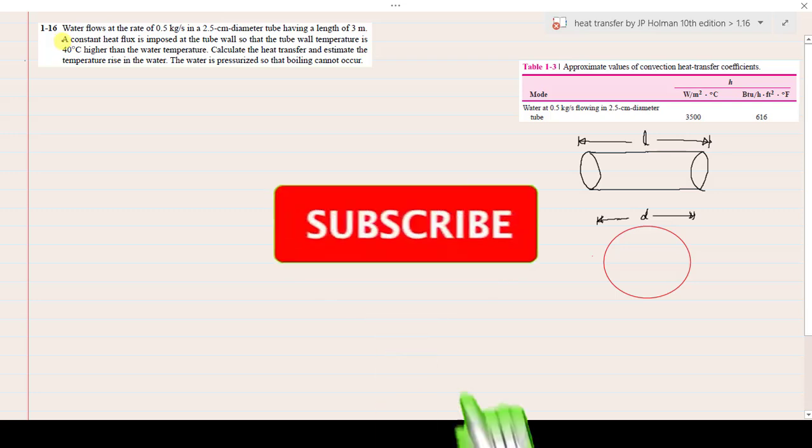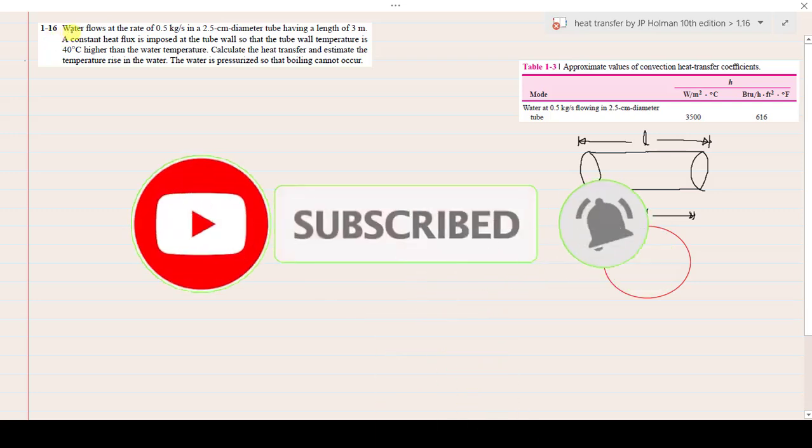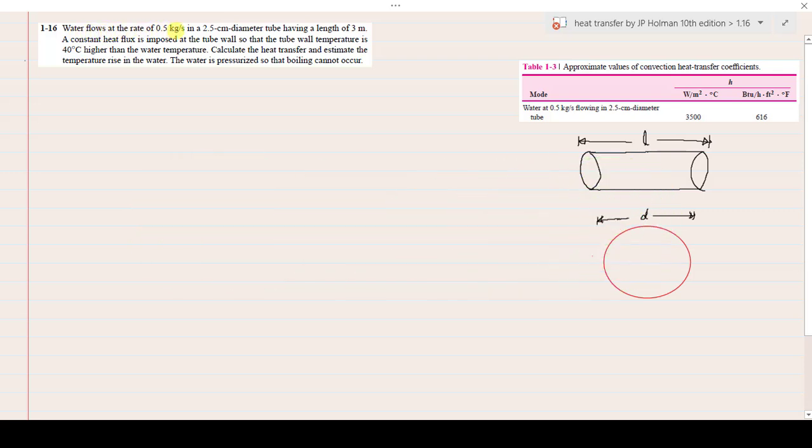In this video, we will solve problem 1.16 from the book Heat Transfer by J.P. Holman, 10th edition. Water flows at the rate of 0.5 kg per second in a 2.5 centimeter diameter tube having a length of 3 meters. So it is the mass flow rate that is provided, that is 0.5 kg per second.